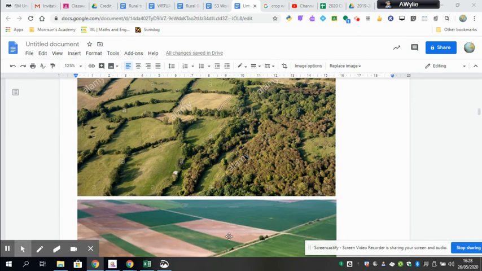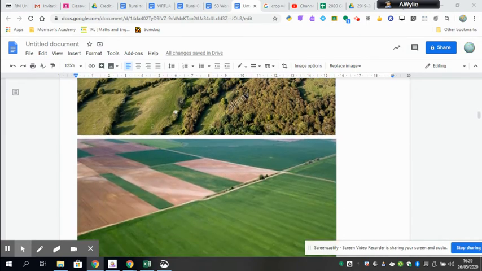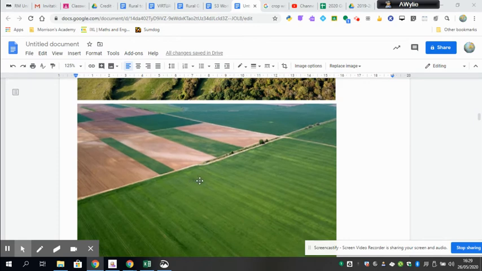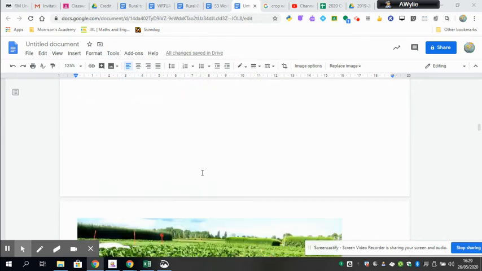So what it means is that farmers in these environments that we can see in this photo rely a lot more on pesticides to control their crops, to stop diseases potentially spreading. Right, let's have a look at our next change.